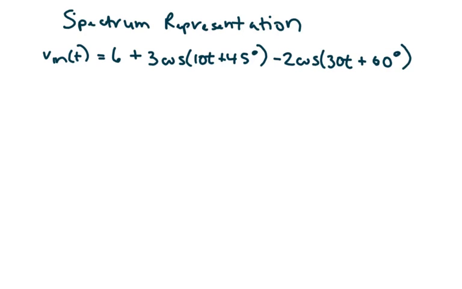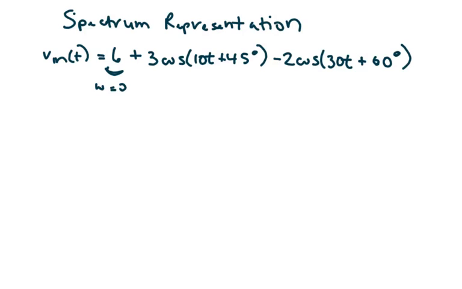Okay, for this problem, we're going to talk about spectrum representation. And basically, a spectrum graphically represents the frequency content of a signal. So we want to know what frequencies are present, how much of each frequency, and what's the phase of each frequency. All right, so we have a signal Vn of t, where this would be your DC content.